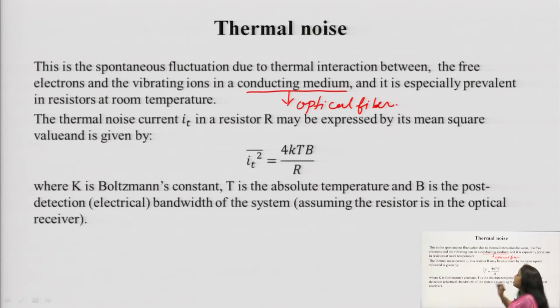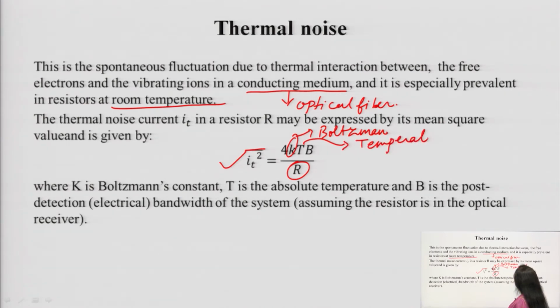And every noise is dependent upon various parameters. It is especially prevalent at room temperature. And now, the formula. The thermal noise current IT in a resistor R, and there is always a resistor in any system, is expressed this way: IT square bar = 4KTB, where K is our Boltzmann constant, T is the temperature, and B is called the post detection bandwidth.